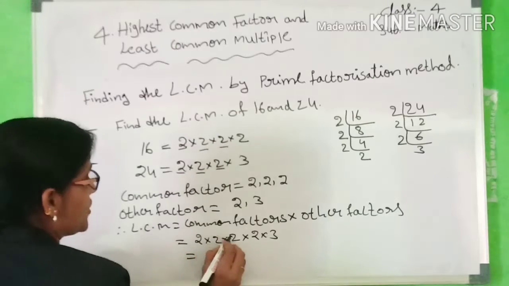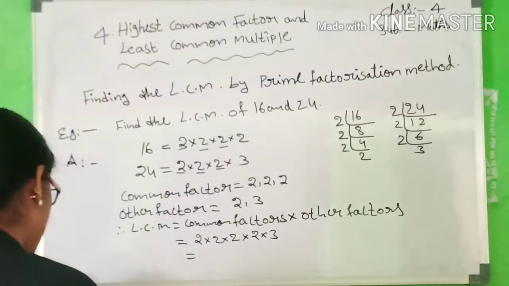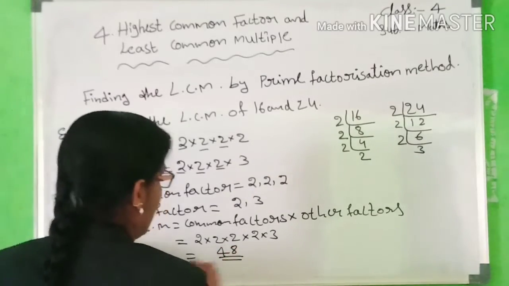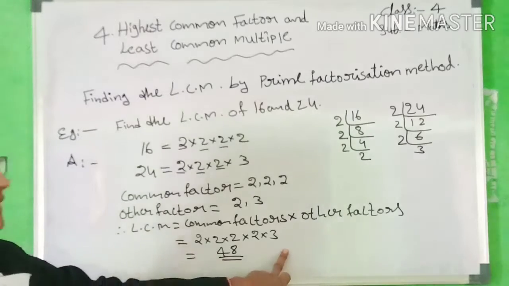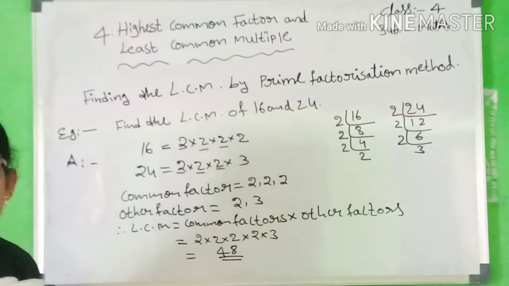2 2s are 4. 4 2s are 8. 8 2s are 16. 16 3s are how much? 48. 48 is the LCM of 16 and 24. Okay children, is it clear?